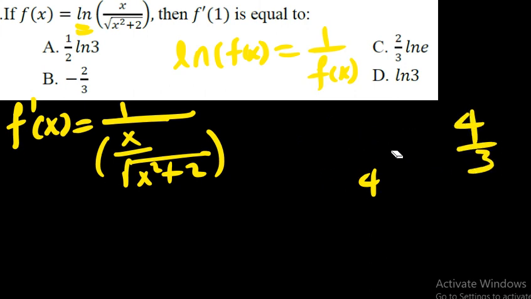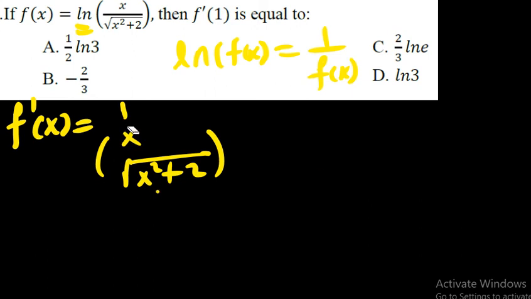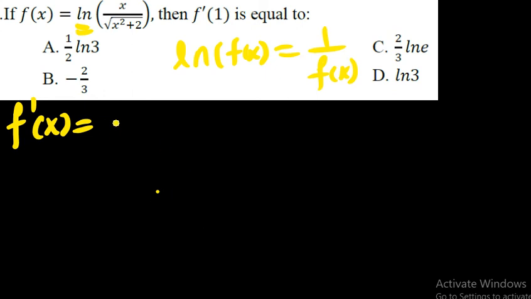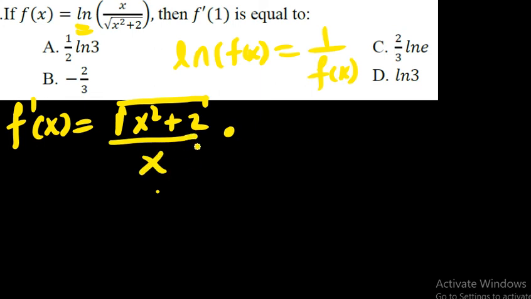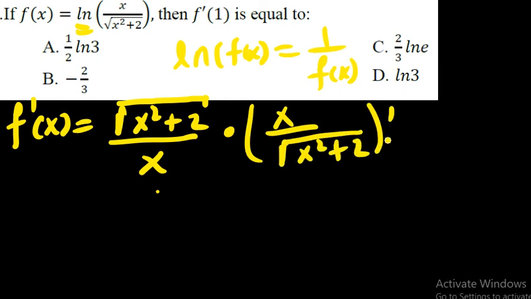So let us apply that rule here. The denominator will become the numerator. So I can write it as the square root of x squared plus 2, the whole over x, times, I'm going to derive again, the derivative of x over the square root of x squared plus 2. What is the derivative of this function, x over the radical of x squared plus 2?